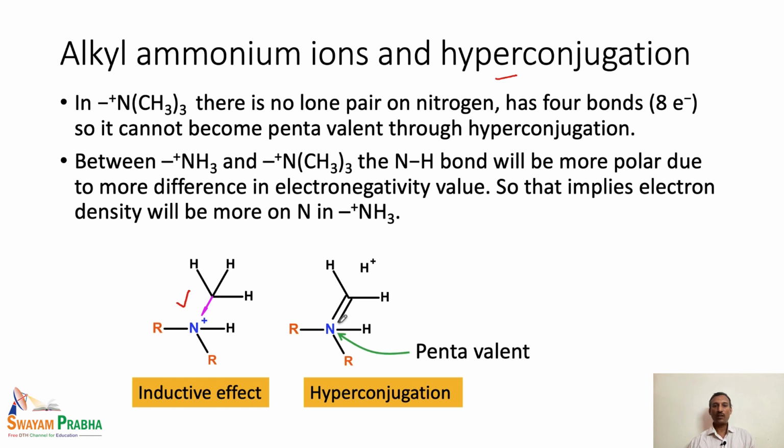So that is the reason this is quite an unstable structure, and that is one of the reasons why, between NH3 plus and the trialkyl nitrogen plus ions, the NH bond will be more polar in the case of ammonia only. In other words, the electron density on nitrogen is going to be higher in the case of ammonia than in the trialkyl ammonium ion, because the trialkyl ammonium ion has a quite unstable pentavalent structure. So hyperconjugation cannot stabilize this particular ion, and that is the reason this ion is going to be less stable.